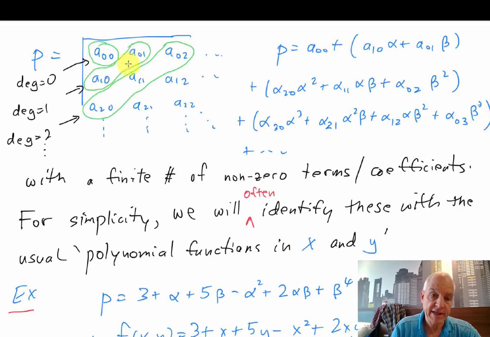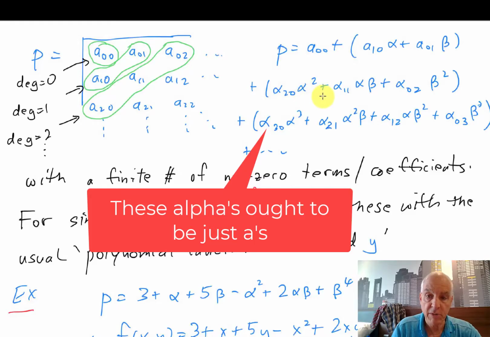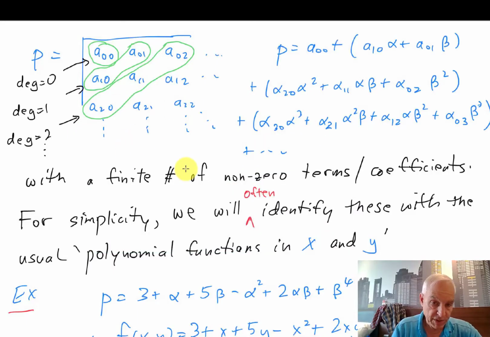And then here in this next level, the degree 1 terms, this would correspond to A10 alpha plus A01 beta. So we have increasing powers of alpha as we go down and increasing powers of beta as we go across. This next diagonal here, the degree 2 terms, corresponds to A20 alpha squared plus A11 alpha beta plus A02 beta squared, and so on. So we always agree that there's a finite number of non-zero terms for these polynumbers, although later on we also want to consider sequences, so we can talk about polynumber series.